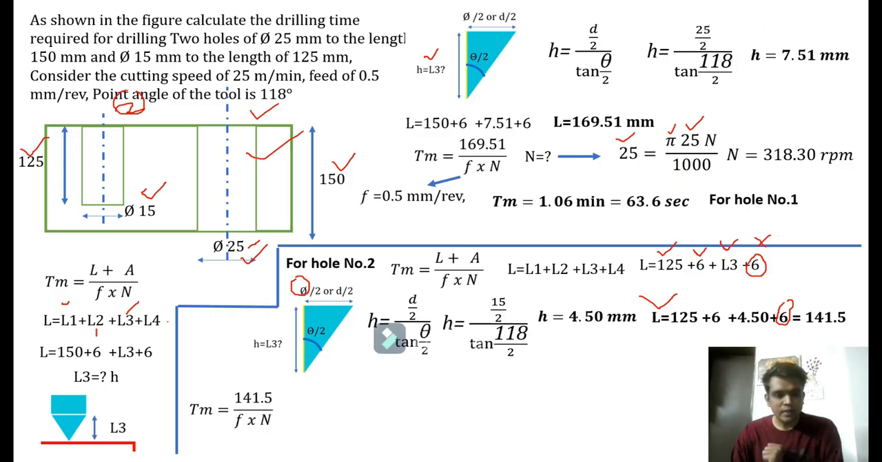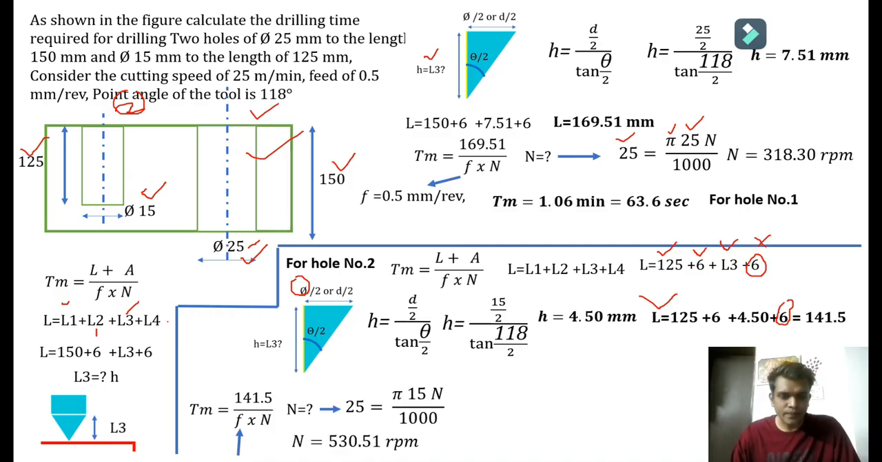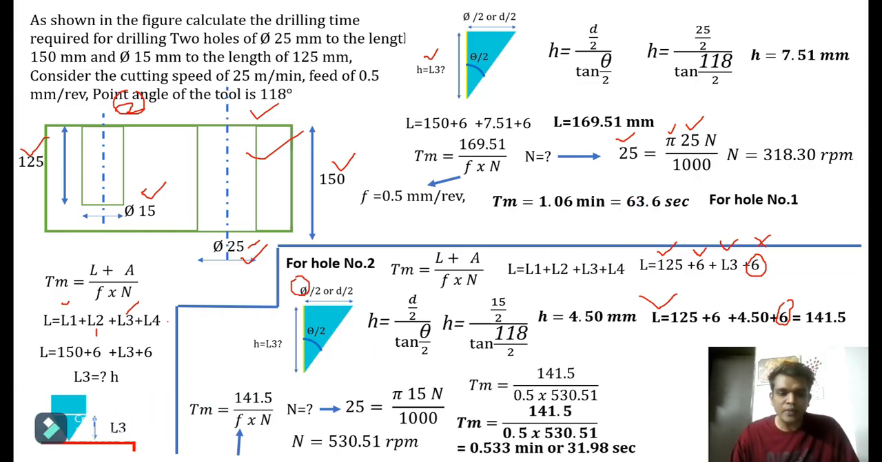As we have L, the way we did it in the previous case, we have the formula. Total length is 141.5, feed is 0.5, and we calculate n from pi dn by 1000. From this we get n as 530.51 rpm. Now everything is there with us. We can calculate the total time required for hole number 2 as 0.5 minute, or maybe in terms of seconds. Understood? I hope you have understood how to look into the time calculation for a drilling operation based on certain given cutting conditions.